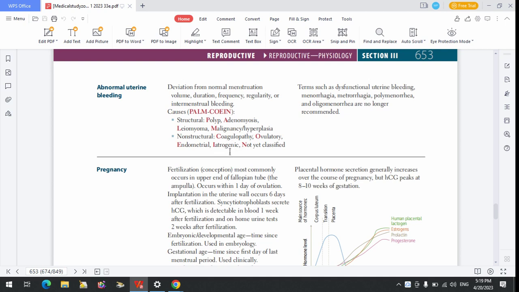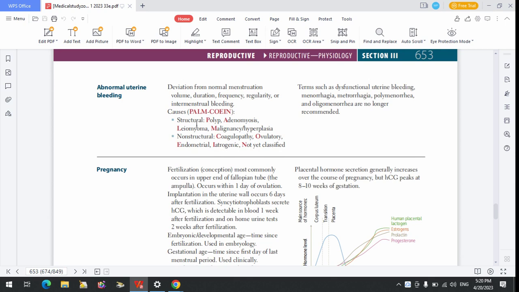So it can also be iatrogenic. They're not yet classified. For example, maybe people that have arteriovenous malformation in the ovary, in the endometrium. So there's abnormal bleeding in them too. So that's one of the causes that is classified under the not yet classified causes for abnormal uterine bleeding. So the code is PALM-COEIN.